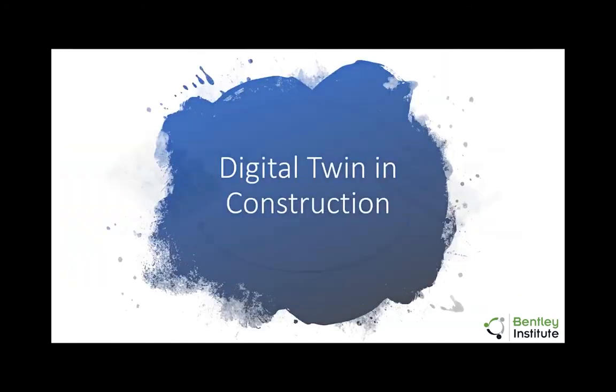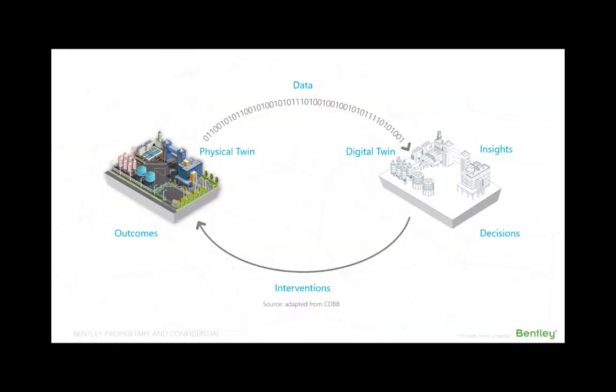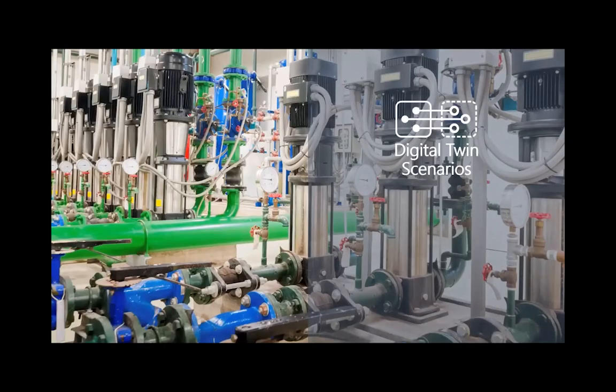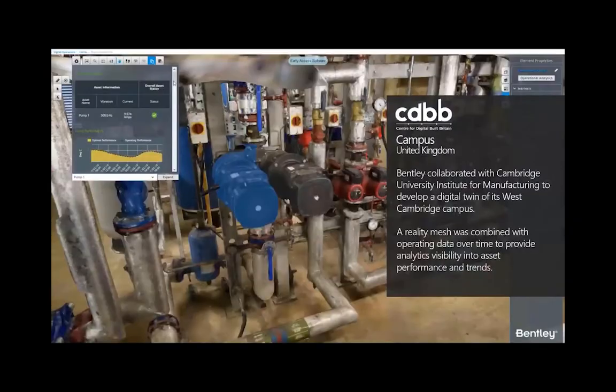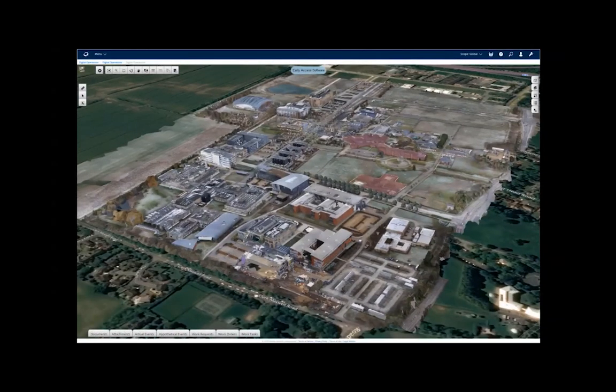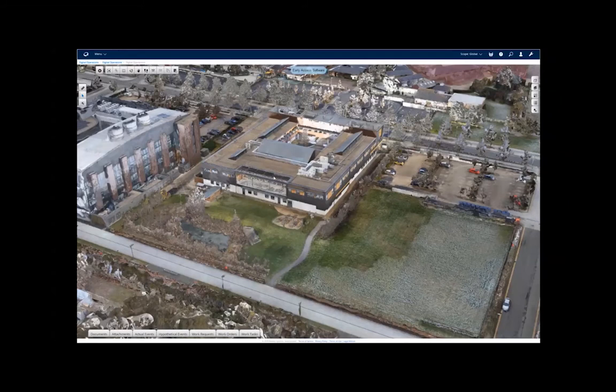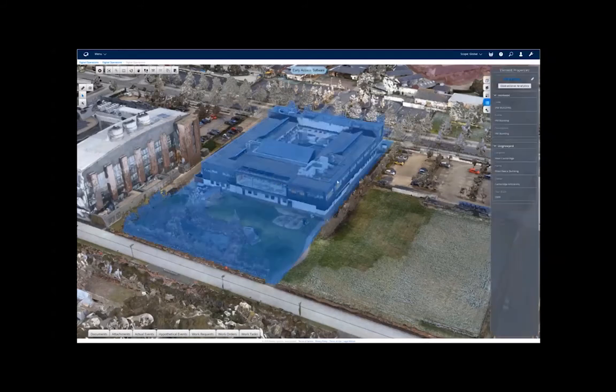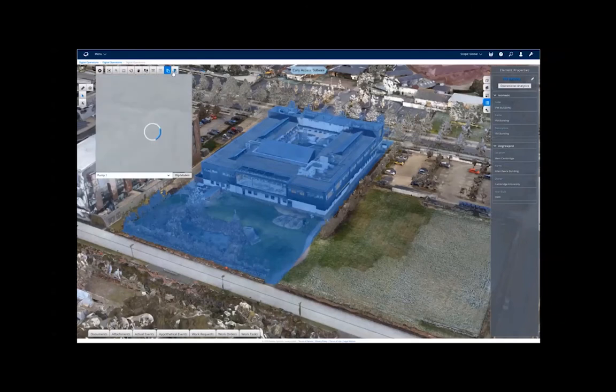We talk about digital twin in construction and how we can pass data from the real infrastructure to the virtual model. We talk about some scenarios in this workshop. One of them was about the CDBB, the Center for Digital Build Britain, which is located in the University of Cambridge, and we decided to do the digital twin of West Cambridge. Here we took some photos with a drone from the area. Then we did laser scanning of the area. We put all of this together in order to create the model, which is the one we need for the digital twin.